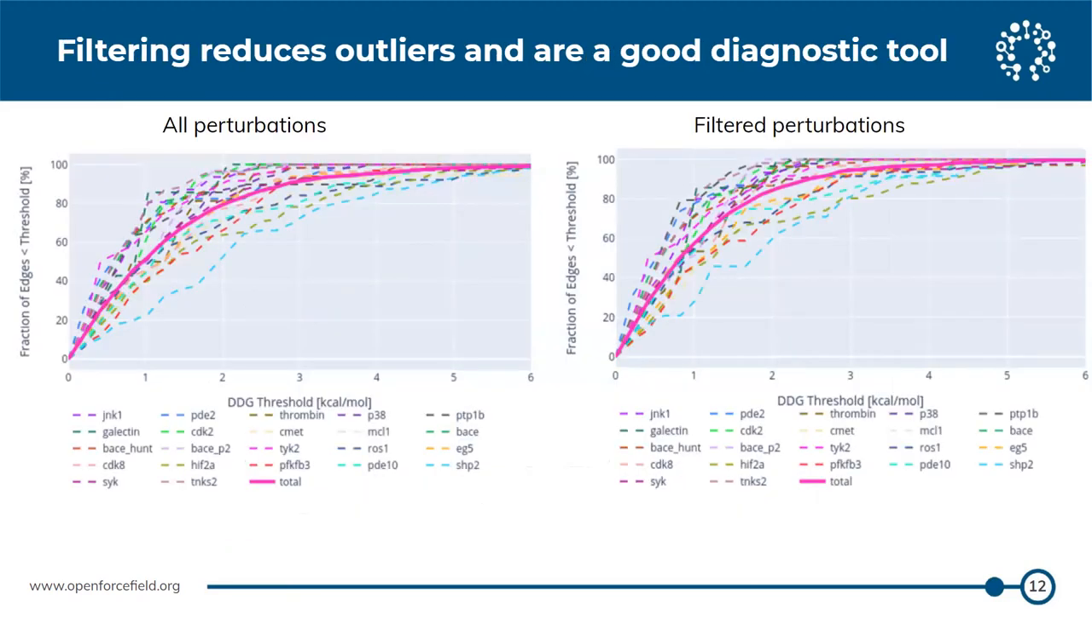On the left is the plot I also showed just before, that's again all perturbations, and then we have the filtered perturbations on the right, where you see that in general the curves are steeper, but also sometimes the order of the targets changes. Next, please.